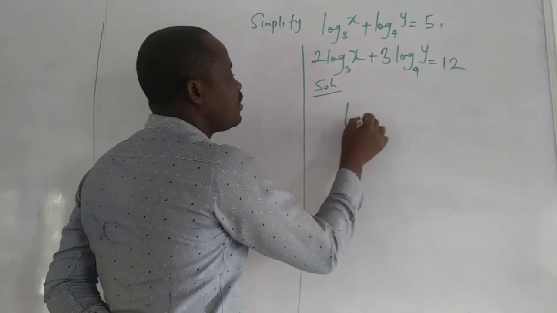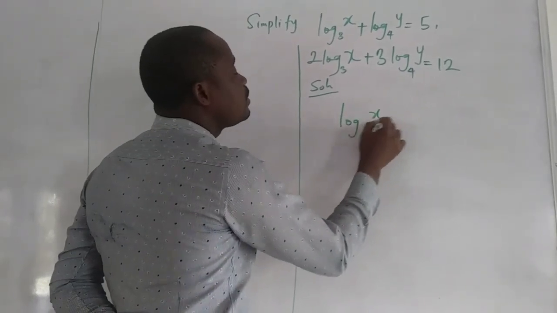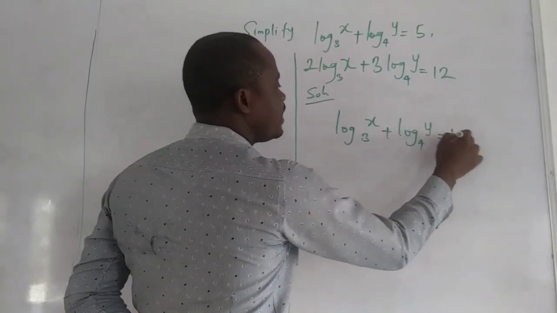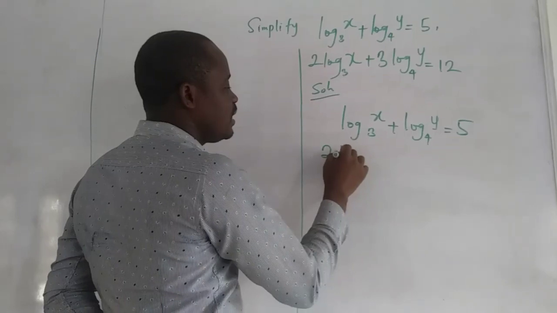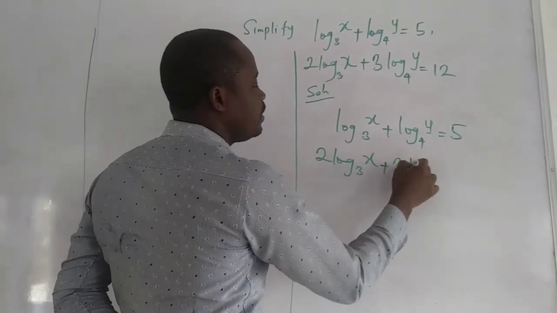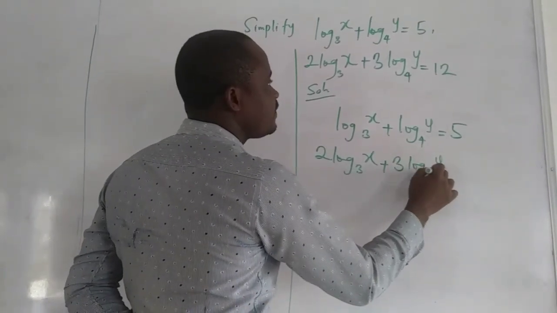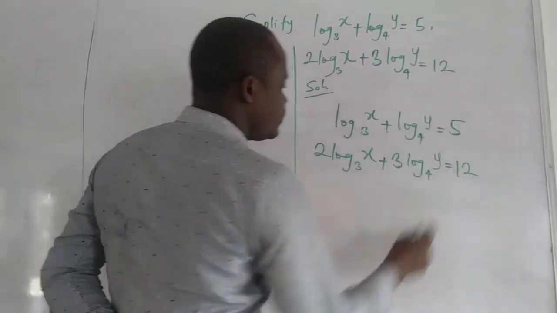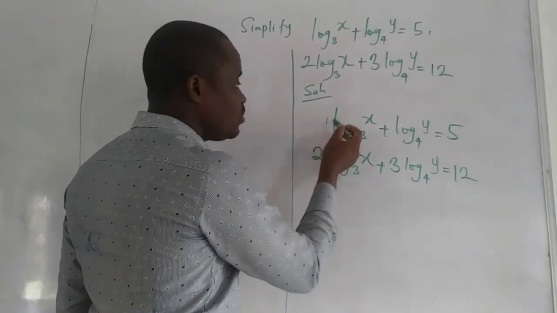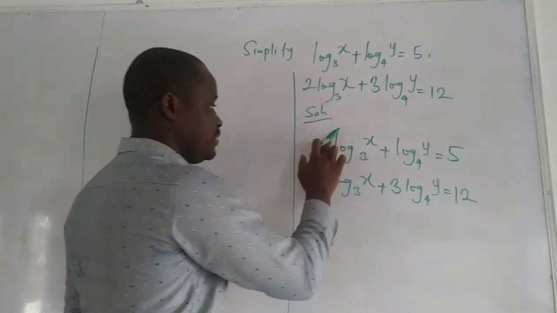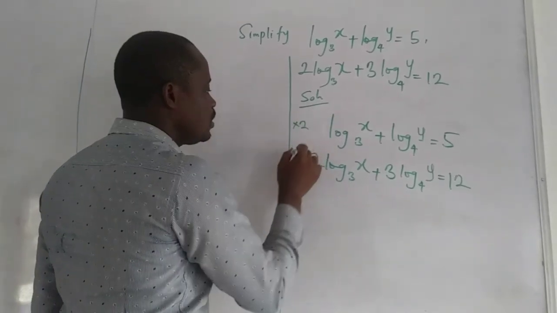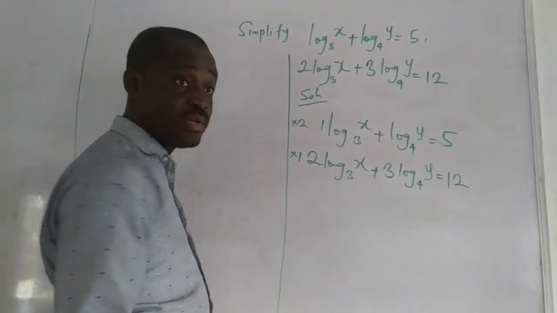You have log x to base 3 plus log y to base 4 equals 5, and you have 2 log x to base 3 plus 3 log y to base 4 equals 12. Since you have 2 and 3 here, you'll notice there's 1 and 1 in the first equation, which we are not factorizing on. So using the elimination method, this will be times 2, and times 1 is this invisible one you can't see.